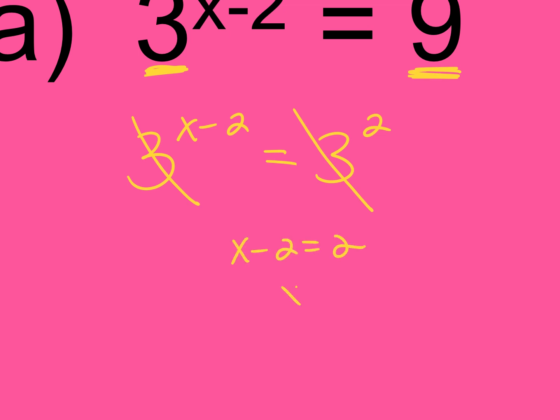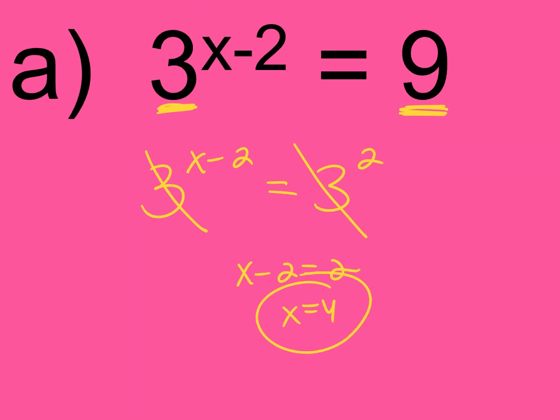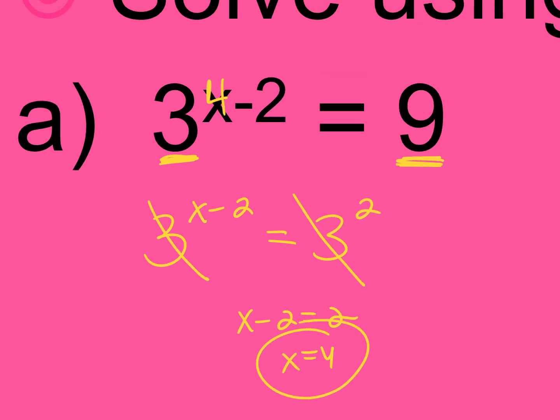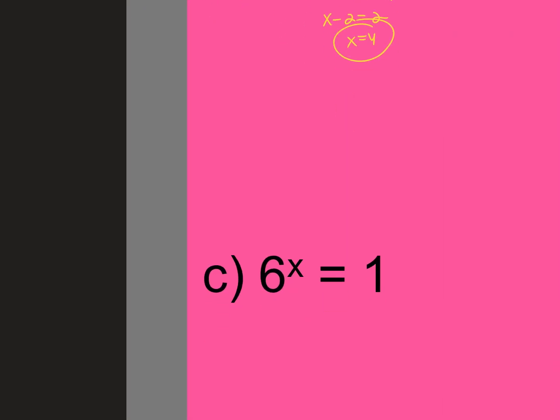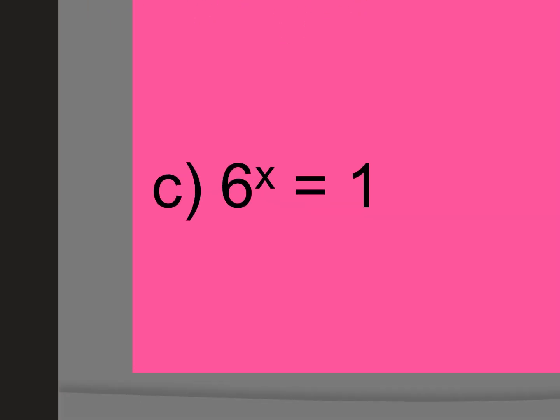So x equals what? 4. Go back here and check. If I put 4 right here, what's 4 minus 2? And 3 squared is? There you go. Let's look at this one. This is not a trick question. You will probably see something like this, guys. What's the only thing x can equal here? 0. Think about it. Put a 0 there and look at it and be like, oh yeah, anything to the 0 power is what? 1. That's really important to remember.